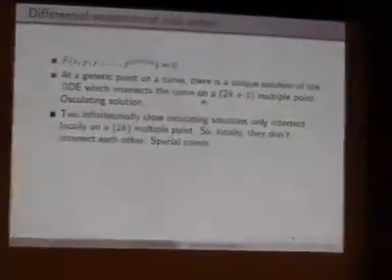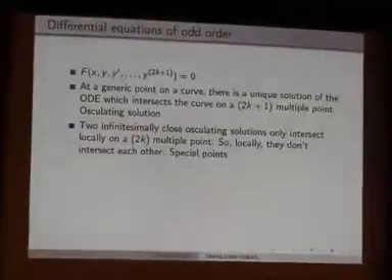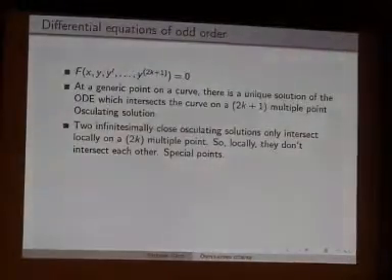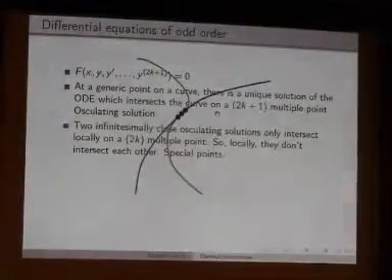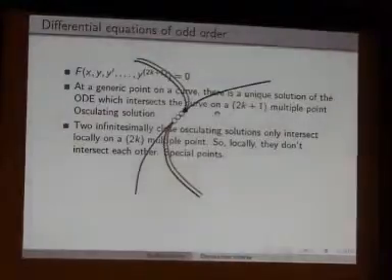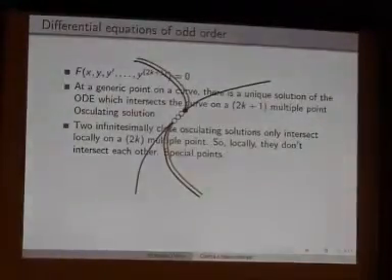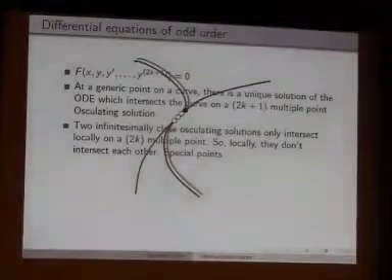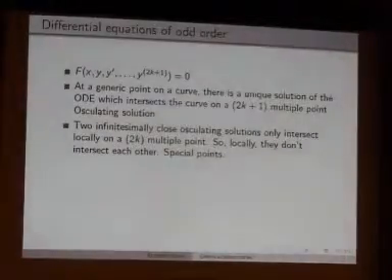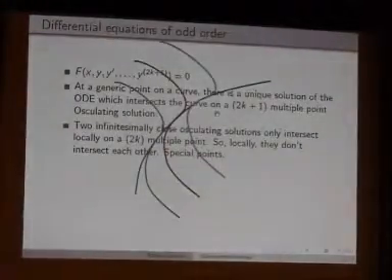Now, if we take 2 infinitesimally close oscillating solutions, each one of them intersects the curve in 2k plus 1 consecutive points, so 2 of them intersect on 2k points. Here's a picture. You have one oscillating solution in green, intersecting on 3 points, and so to speak, the next one intersects on 3 points, just slightly further on the curve. So the 2 intersect on 2k points, which means that locally they don't intersect, because 2k is an even number. And you have this local picture.